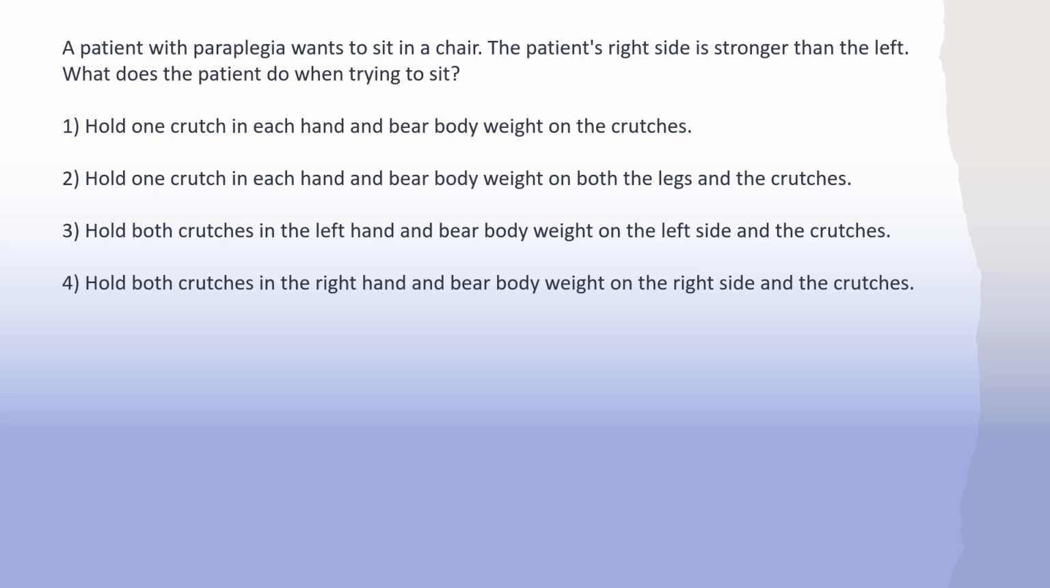A patient with paraplegia wants to sit in a chair. The patient's right side is stronger than the left. What does the patient do when trying to sit? 1. Hold one crutch in each hand and bear body weight on the crutches. 2. Hold one crutch in each hand and bear body weight on both the legs and the crutches. 3. Hold both crutches in the left hand and bear body weight on the left side and the crutches. 4. Hold both crutches in the right hand and bear body weight on the right side and the crutches.